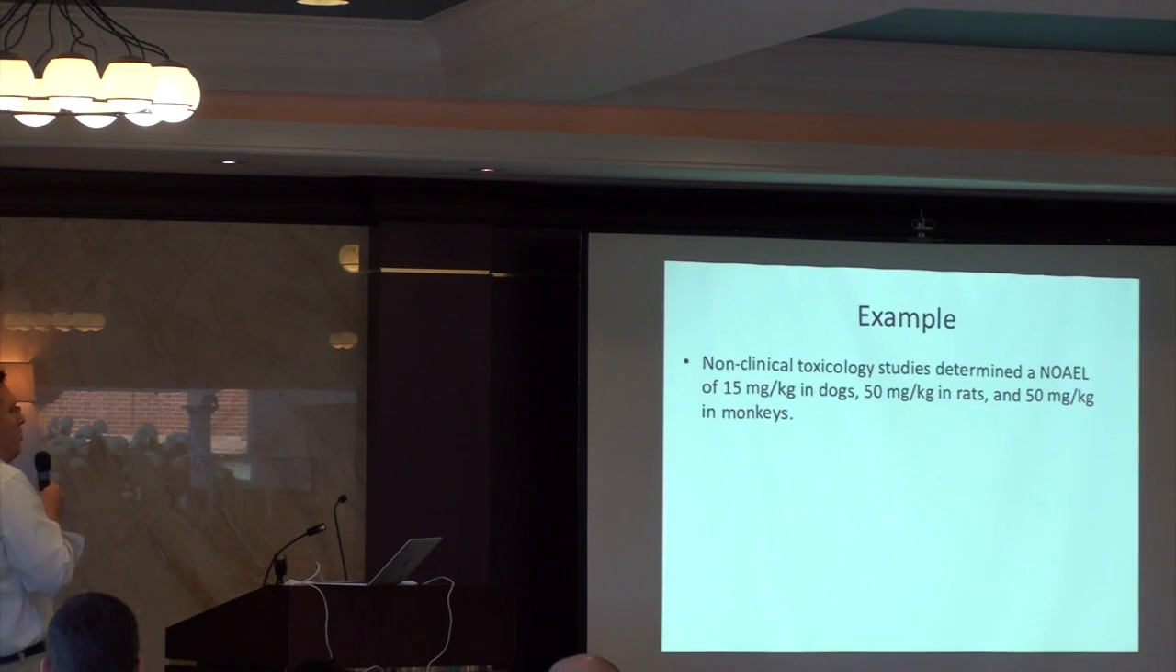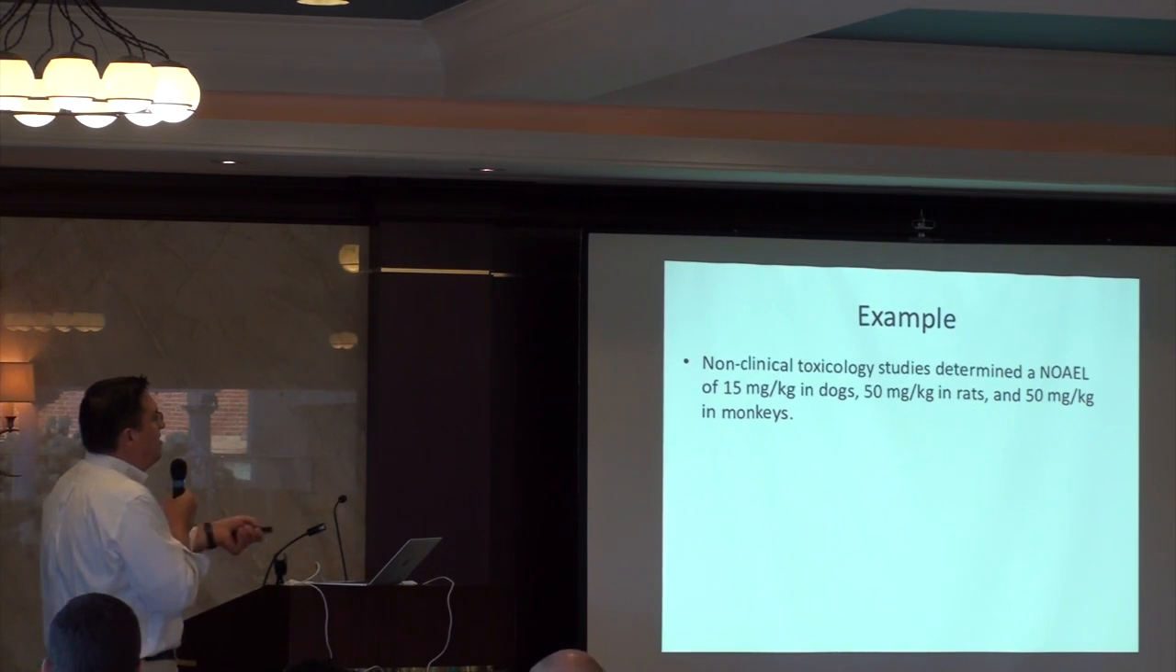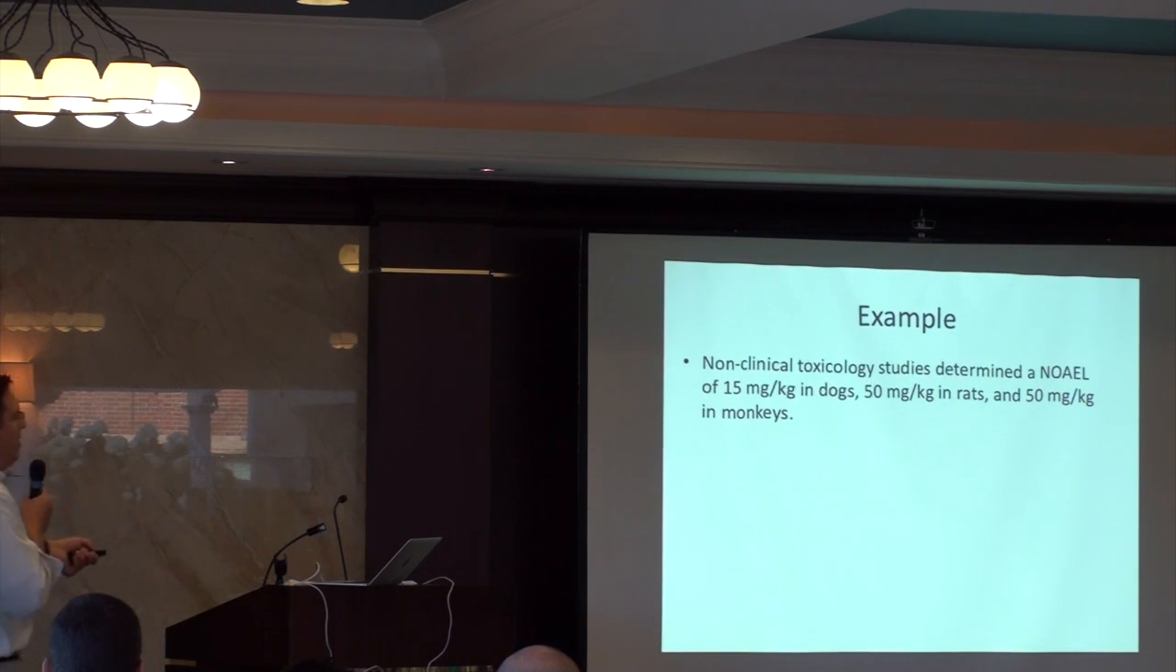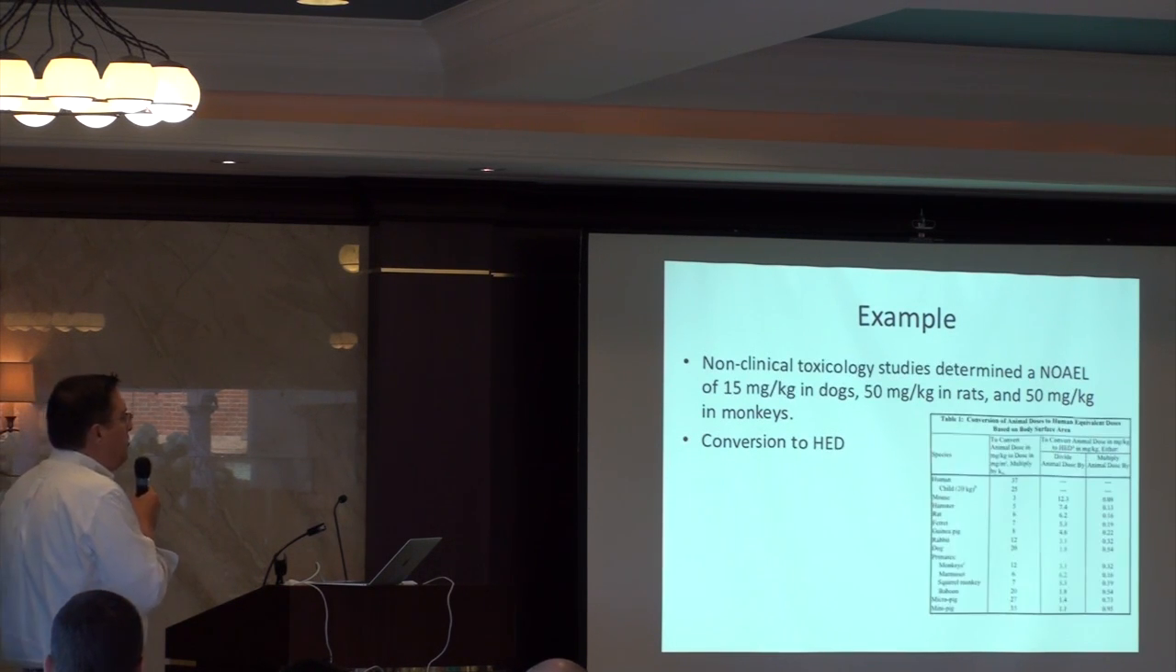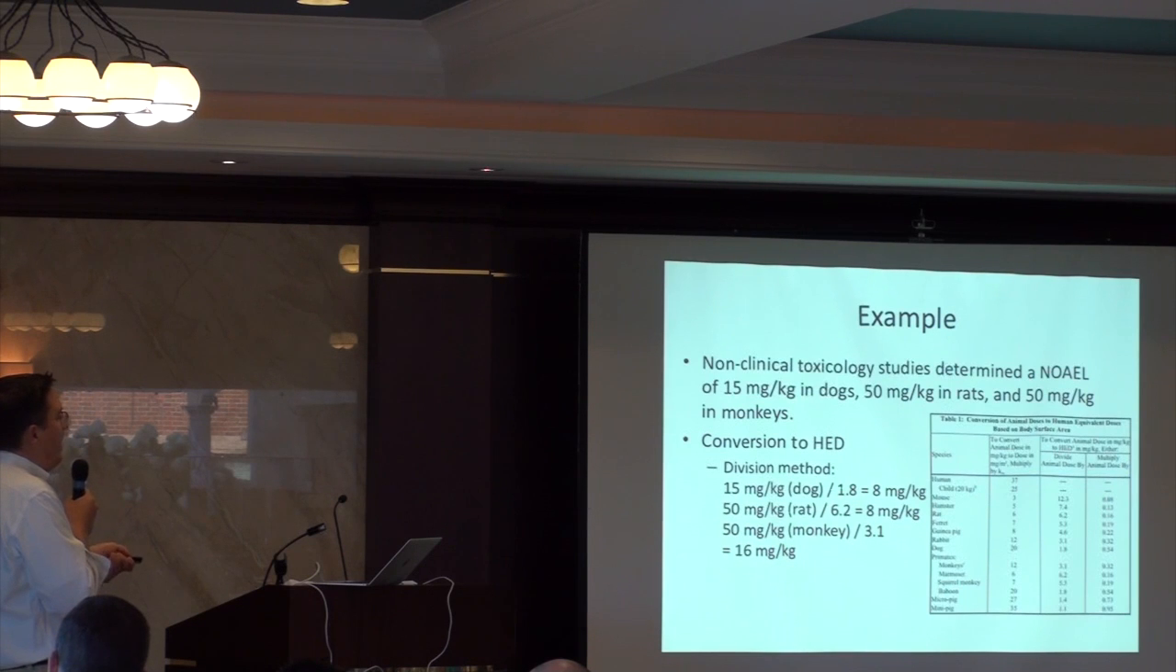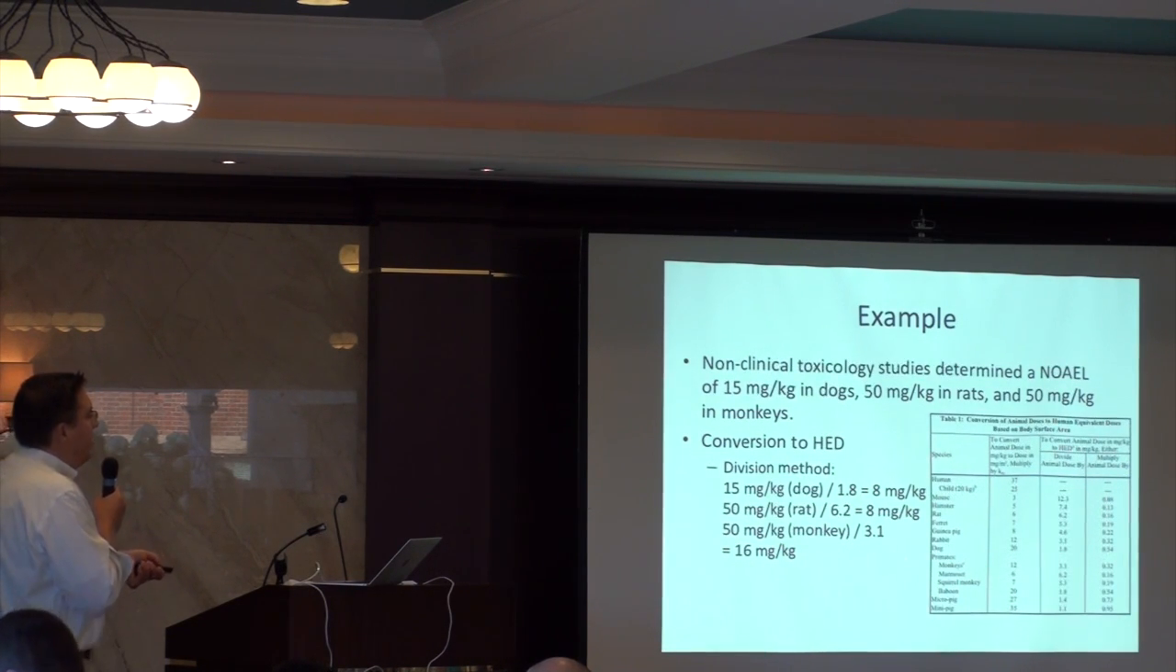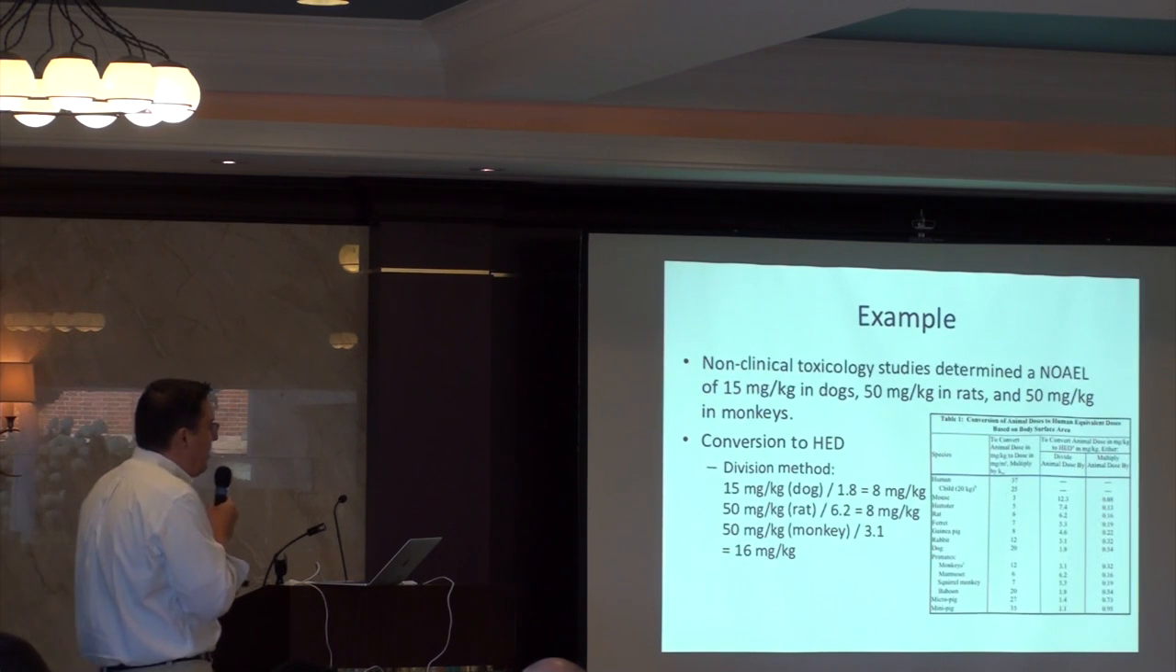Let me just run you through a quick example. Let's say you have three non-clinical tox studies, and this gives you a NOAEL of 10 milligrams per kg in dogs, 50 in rats, and 50 in monkeys. What do you do? You convert it to the human equivalent dose, take this nice table from the guidance, and divide by the factors that are listed here. So you end up with 8, 8, and 16 milligrams per kg.